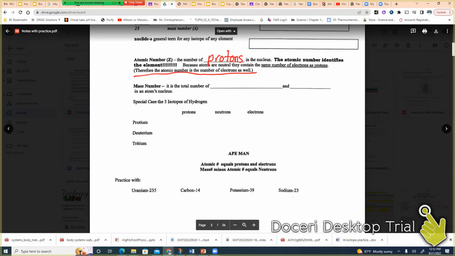Mass number is the total number of protons and neutrons in the atom's nucleus. So if I wanted to find the number of neutrons, I would take my mass number and subtract my atomic number, and that difference would be my number of neutrons.